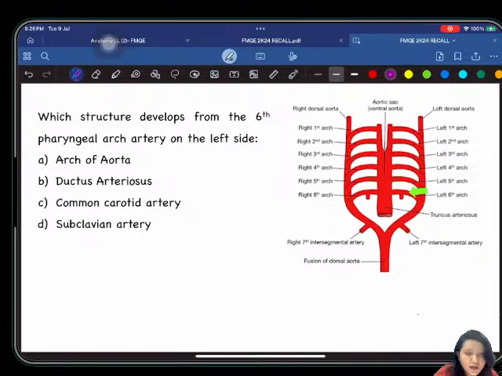Okay. Now a question came on the pharyngeal arch artery. Okay, which structure develops from the sixth pharyngeal arch artery on the left side? So you have to listen to it properly. They have mentioned the sixth pharyngeal arch artery on the left side. So you know that these are the pharyngeal arches, and they have mentioned arch of aorta, ductus arteriosus, common carotid artery, and subclavian artery.